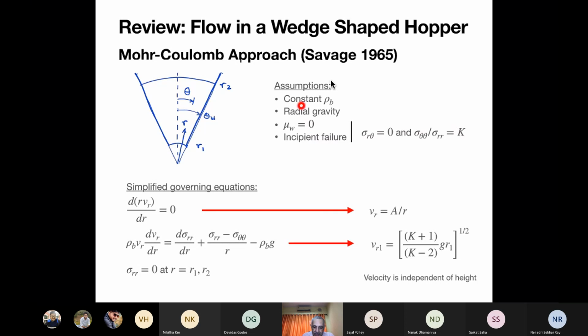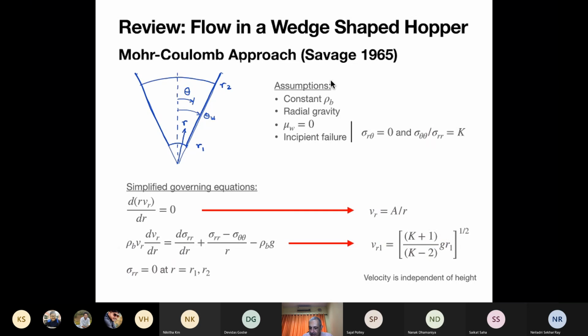So then we saw that with these assumptions, the continuity equation just becomes this. And that gives us a solution that the velocity goes as some constant divided by r. And the momentum balance reduces to this. And then if we substitute for sigma theta using this and V_r using this, then we get a very simple equation which can be solved, and applying the boundary conditions like this, we can get the constant A, and from that we can get the velocity as just given by this.